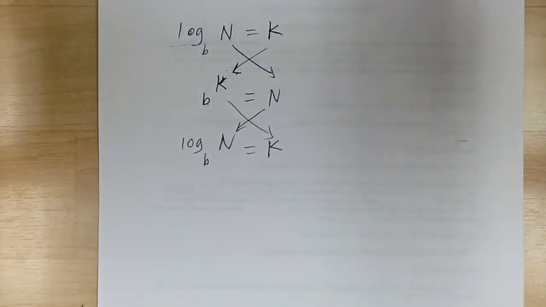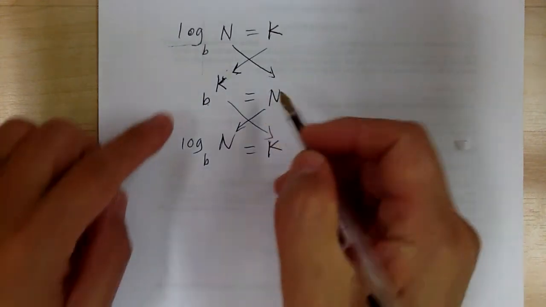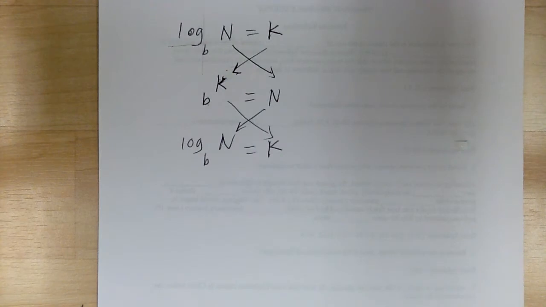That's how you switch back and forth between the log and the exponents. The base always stays, and you just switch like x and the y. You just switch the two letters. That's how you switch back and forth. Okay.